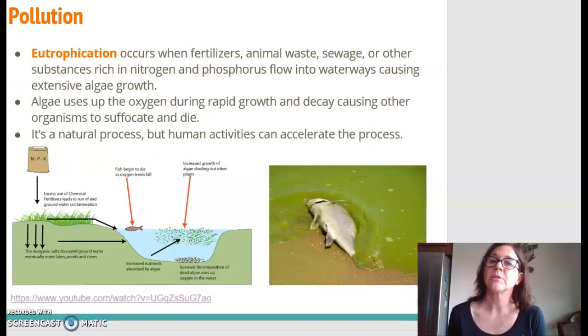Additional types of pollution include eutrophication, when the fertilizers and animal waste, sewage, etc. wash into ponds and waterways, leading to algae growth. This algae uses up a lot of oxygen, and it also keeps the sunlight from going to the lower parts of the waterways. It is a natural process, but these human activities accelerate the process and lead to lack of oxygen. The lack of oxygen, important to remember, causes death of fish and other organisms.